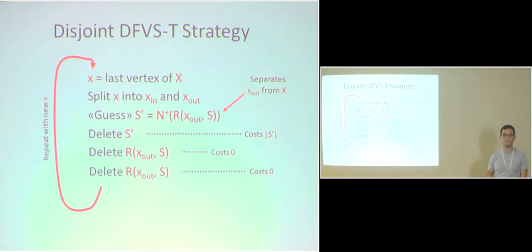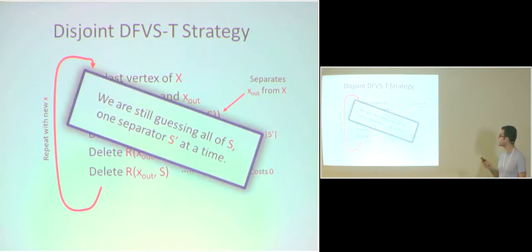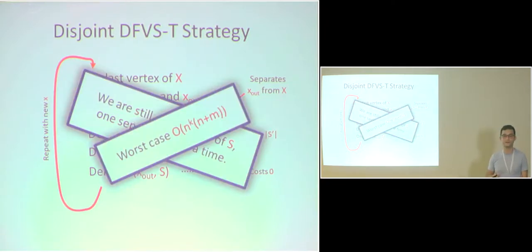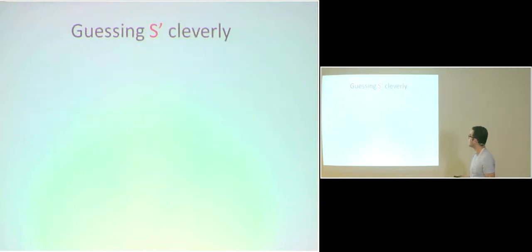Now I gave you a really complicated and ridiculous algorithm that runs in the same time as the brute force. I'm still basically guessing all of S. I guess some part of the solution, I remove it. I guess some other part of the solution, I remove it. So all I'm doing so far is just guessing the solution in a convoluted order. But there's still a reason why I'm telling you this: once we're guessing this solution in this convoluted order, I can significantly prune down the set of potential S primes that I need to guess.